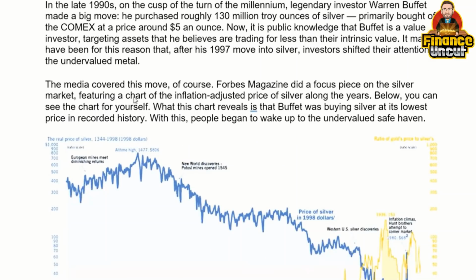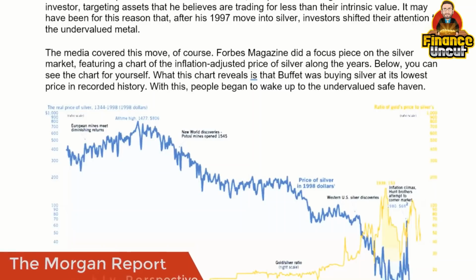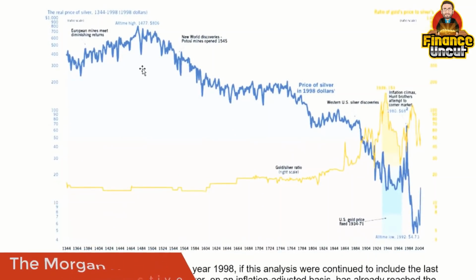And this goes back to something I've talked about in previous lectures. This is a chart I'll get to in a minute, but it was produced in Forbes magazine after Warren Buffett bought 130 million ounces of silver. It really was 129.7 if you want to split hairs. And what he did was he bought it at an all-time low on an inflation-adjusted basis.